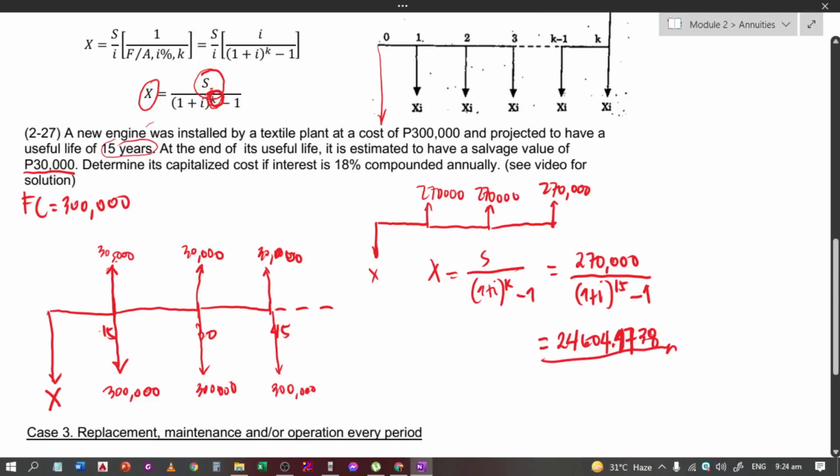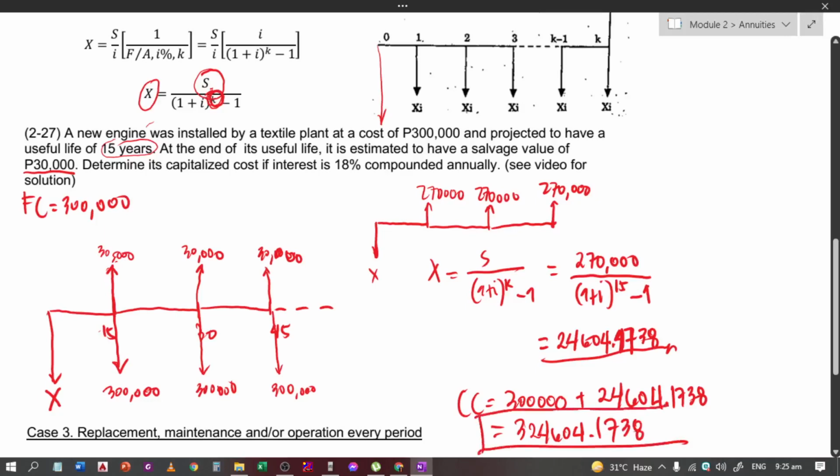So, again, we are looking for the capitalized cost. That is the first cost plus the present worth of the replacement. So, 300,000 plus 24,604.1738 is 324,604.1738.